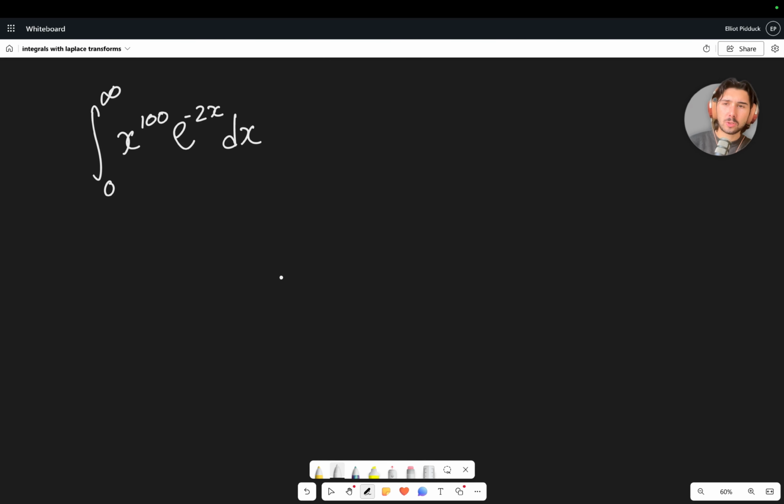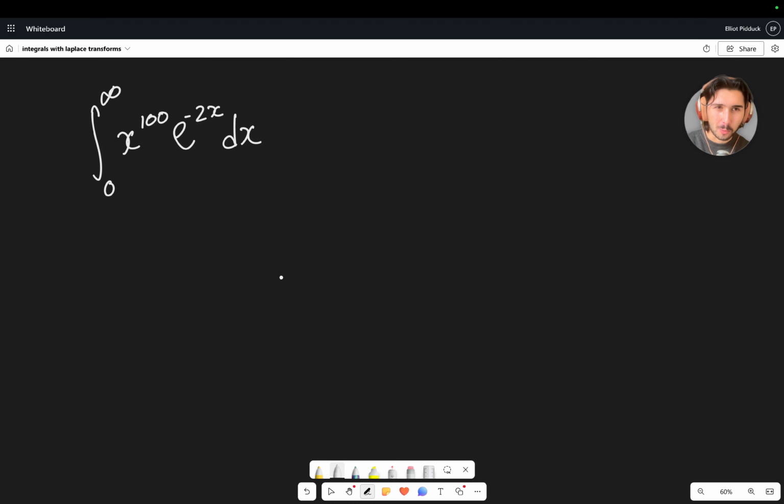Okay, so we've got the integral from 0 to infinity of x to the power of 100 times e to the minus 2x. Now, this is just kind of a fun one because technically, if you try to do this with integration by parts, you would have to do integration by parts, and I'm not exaggerating, 100 times. You would have to do integration by parts 100 times in order to get this integral, right?